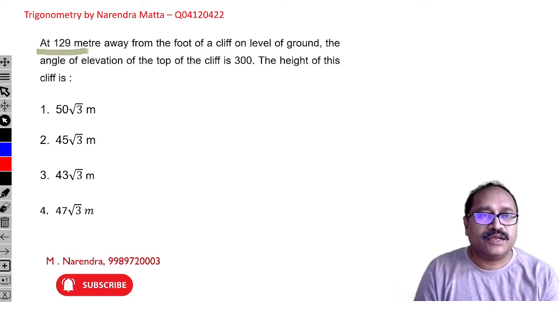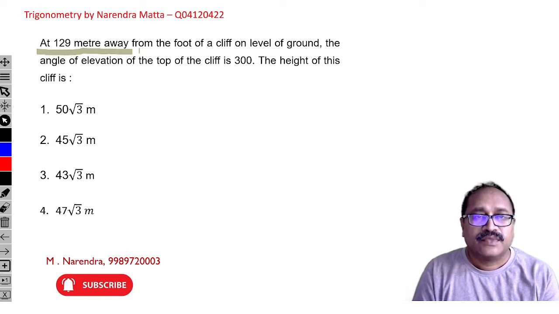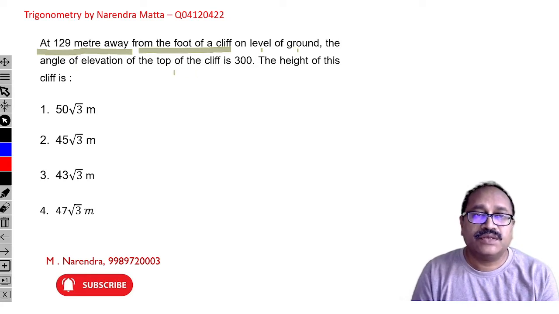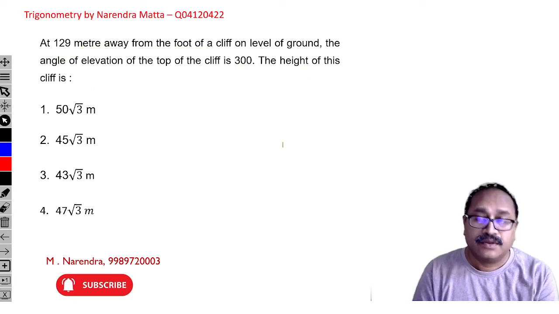At 129 meter away from the foot of the cliff on the level of the ground, the angle of elevation of the top of the cliff is 30 degrees. Actually, it is 30 degrees, and the distance is 129 meters. What is the height of this cliff? It's a very basic question. Let's work out on it.